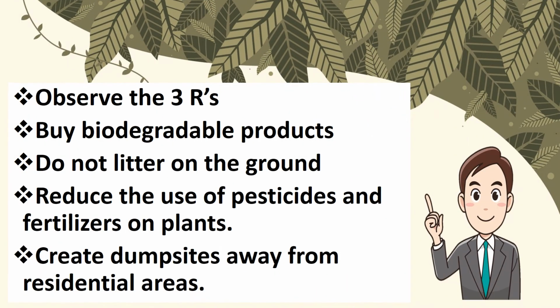The things that we need to do in order to avoid land pollution is to observe the 3 R's, or reduce, reuse, and recycle. Buy biodegradable products. Do not litter on the ground. Reduce the use of pesticides and fertilizers on plants, and create dump sites away from residential areas.